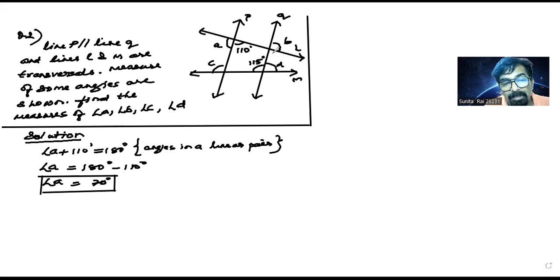For B, no linear pair and no vertically opposite angles are known. But then, how to find B now? Please have a look. I'm going to introduce an angle here, X. I know B is going to be equal to X, by the corresponding angle theorem, because line P and line Q are parallel. So on transversal L, angle B equals angle X. But I don't know the value of X, though I can always find it, and then with the help of X, I can find the value of B.